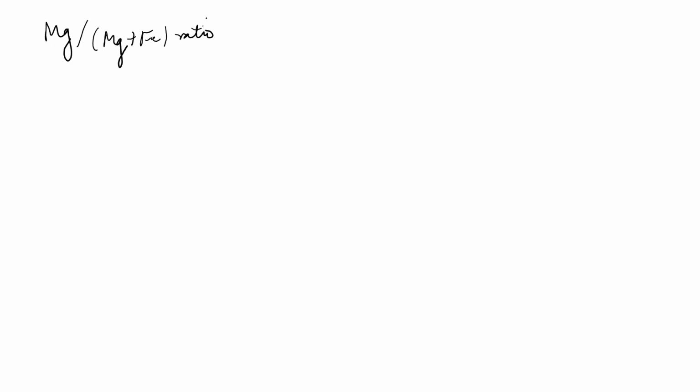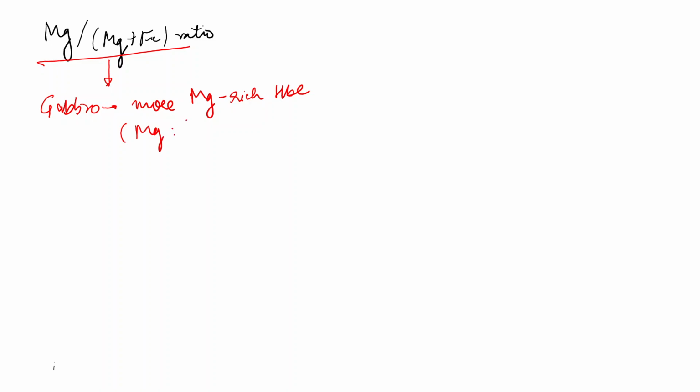here the gabbros are characterized by more Mg-rich hornblendes. Okay, gabbro, more Mg-rich hornblendes. How much? Here the Mg to Mg plus Fe ratio will be approximately 0.75.